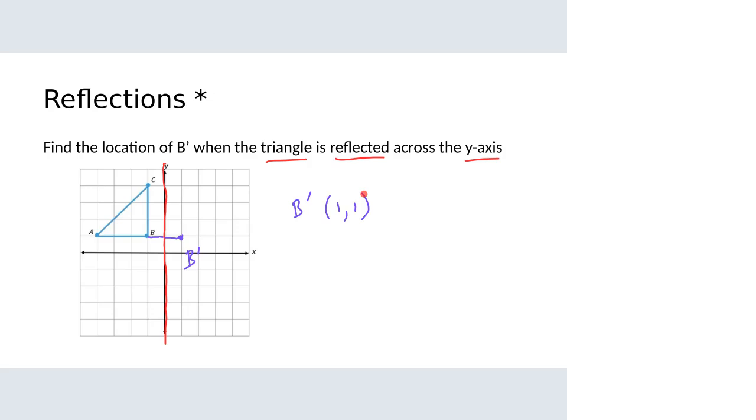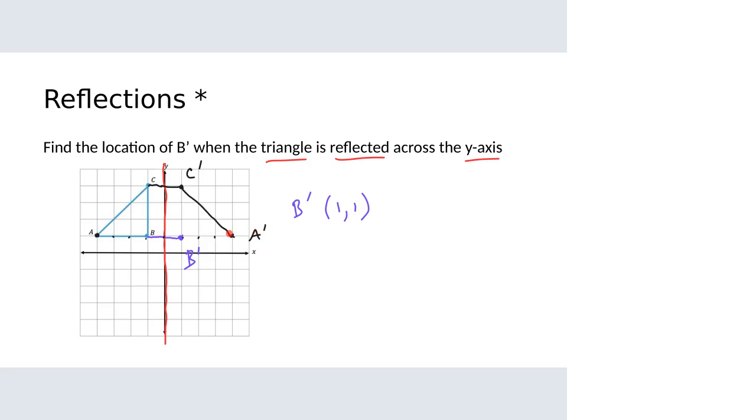If we wanted to reflect the others just for fun, we could do that. We could take C and go directly perpendicular to the line of reflection, same distance. That's where C prime is going to be. And then A is over here, and that's 1, 2, 3, 4 to the line of reflection. So 1, 2, 3, 4 over here is where A prime is going to go.